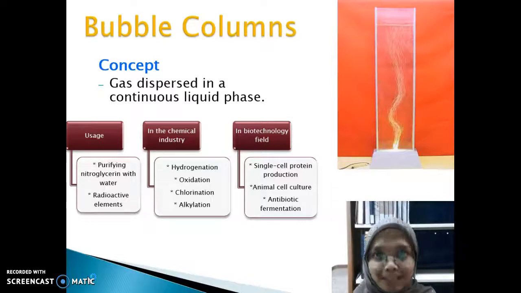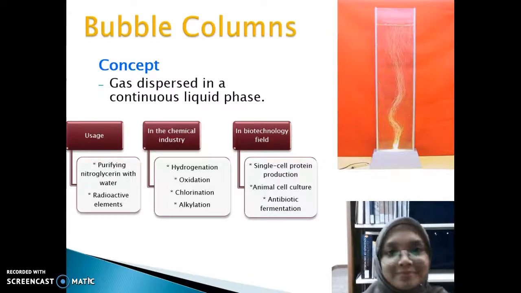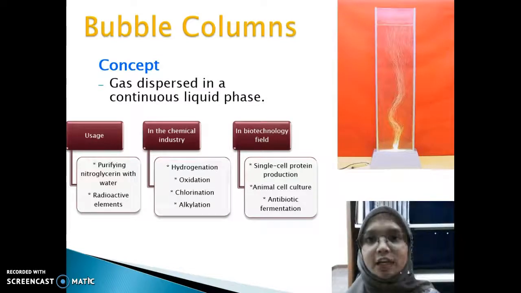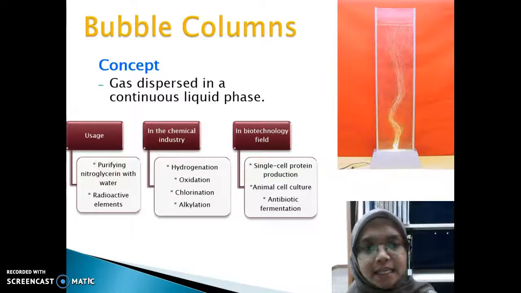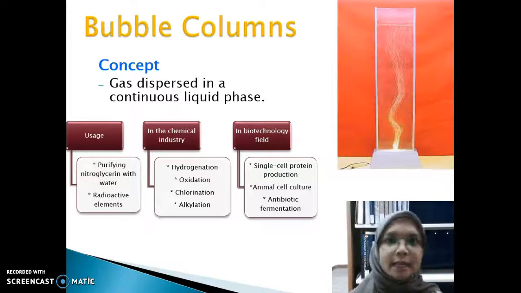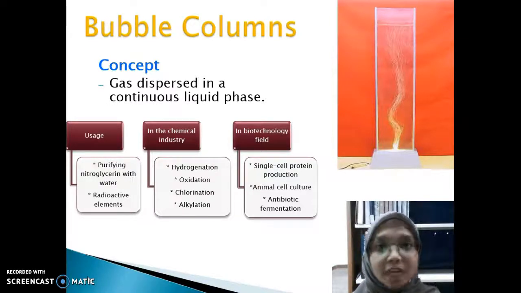Bubble column reactor. So, what is a bubble column reactor? First of all, I will explain to you the concept of bubble column. The bubble column reactor applies the concept of dispersion of gas in a continuous liquid phase. Bubble columns are a type of sparge tank. In a sparge tank, the gas stream is introduced in the form of small bubbles.